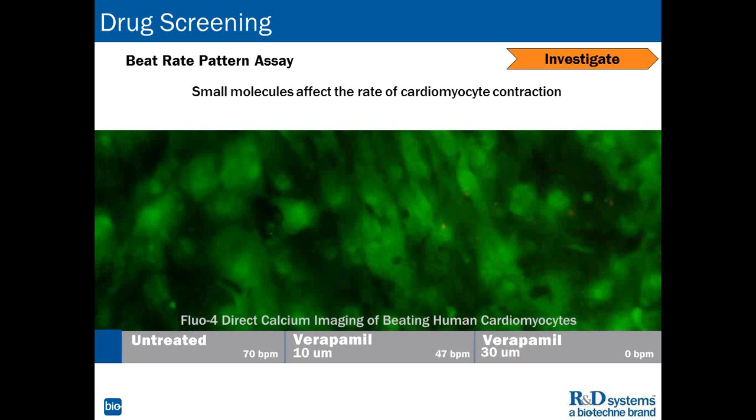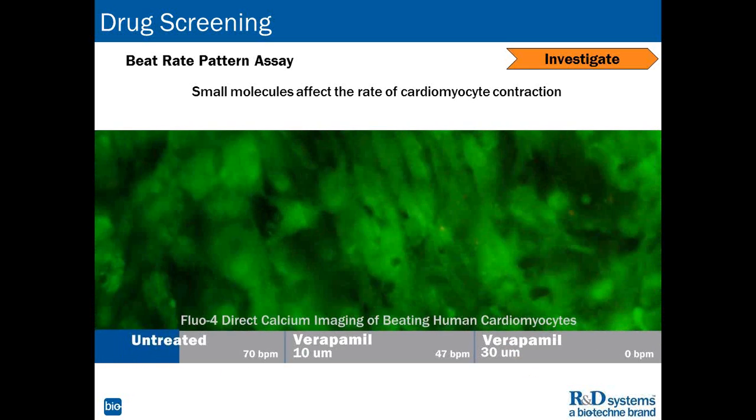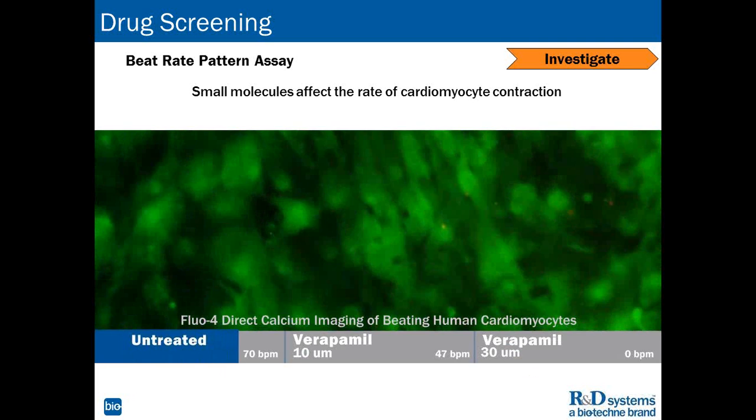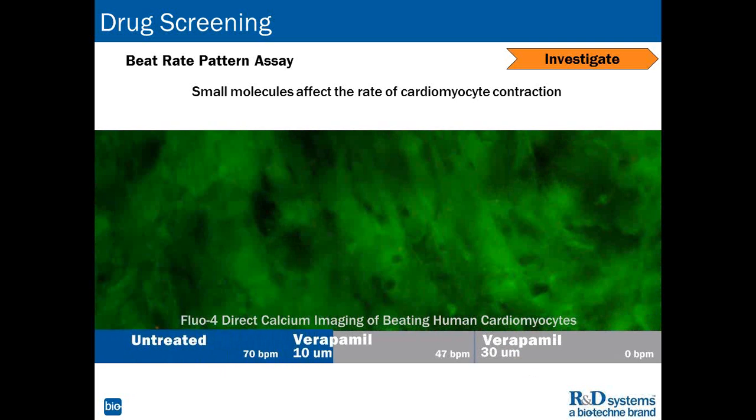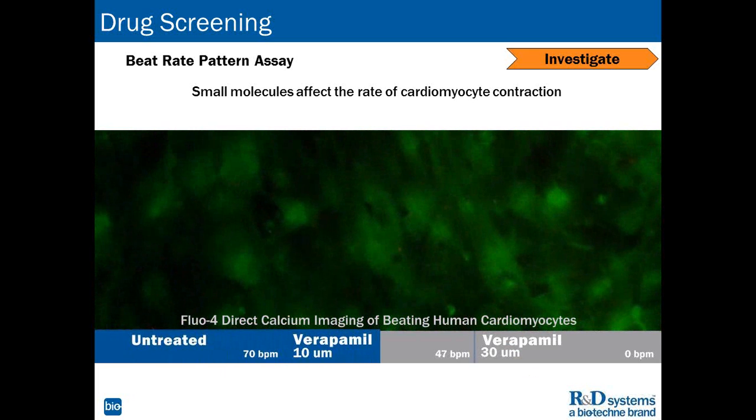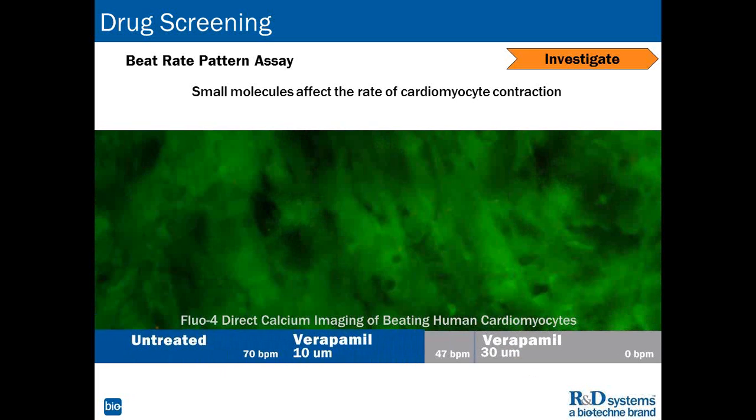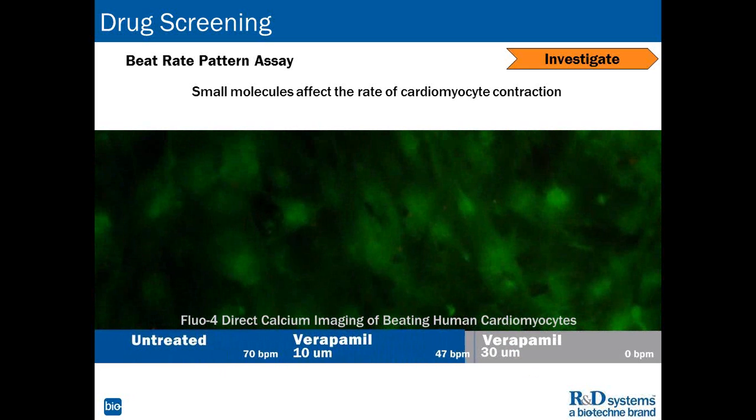Just as another example, we can also detect dose responses in these cells. These are, again, cardiomyocytes that have been treated with verapamil, which is a calcium channel inhibitor, and we can see the slowdown at 10 micromolar, and then once we hit 30 micromolar, we're basically stopping all beating of the cells.